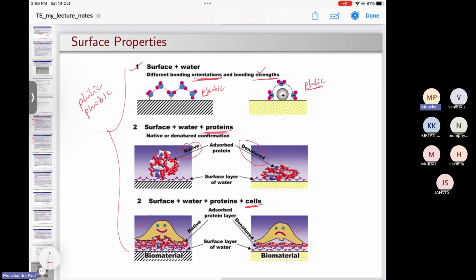And in another case, if there is a hydrophobic surface, then the water molecule is loosely attached, right, through hydrophobic interactions, so they have more tendency to leave the surface.